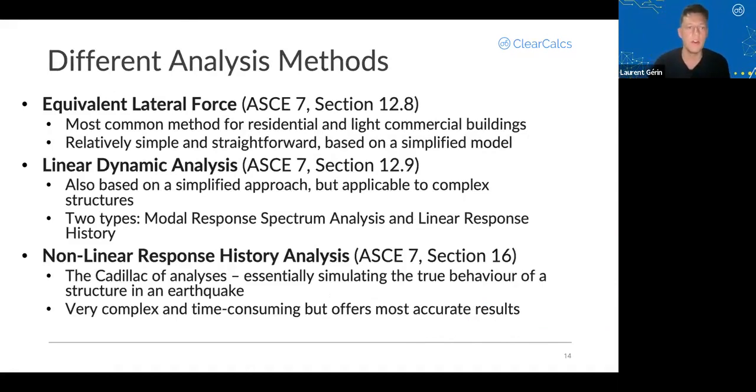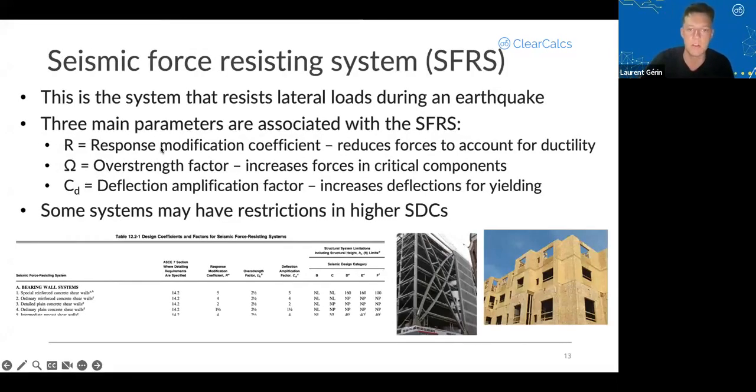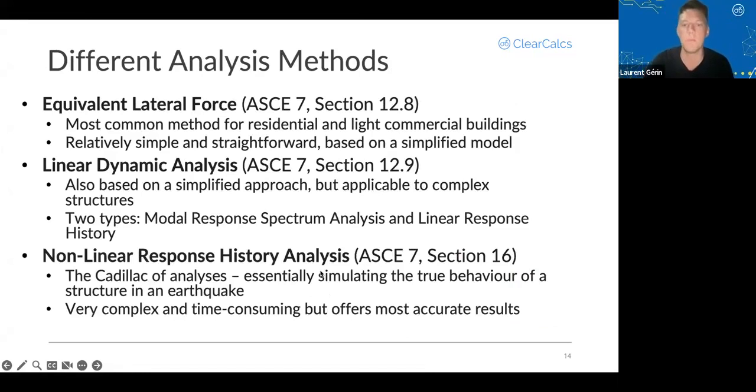The last one we get is the nonlinear response history analysis. And I wrote that it's the Cadillac of analyses. What we're looking to do in this case is simulate the whole structure. We're going to think about yielding, and about secondary effects with geometry, with sway and all that. In fact, we're not going to use the R factor, these three factors. We're going to ignore them because they're already built into the analysis at that point. So we're simulating how a steel beam actually yields, the stress-strain curve, all that fun stuff. So that's by far the most accurate in general.